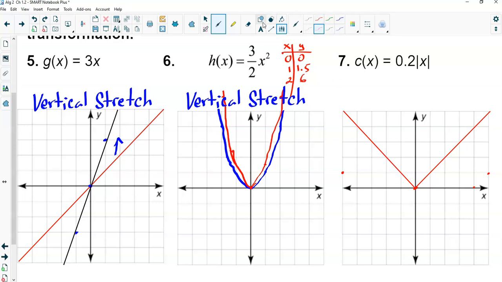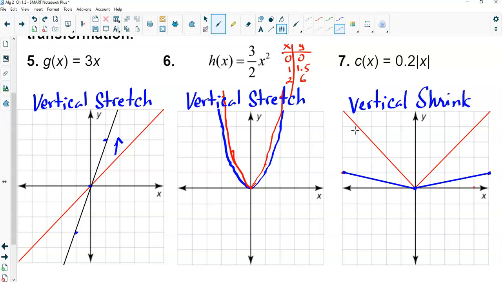So now that I have that, all I have to do is draw my lines and see that that is a vertical shrink. Notice how the graph got wider. So that is a vertical shrink. Okay, so how did you do? Hopefully you did well, if not, correct it as well.